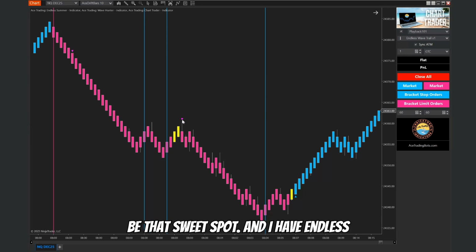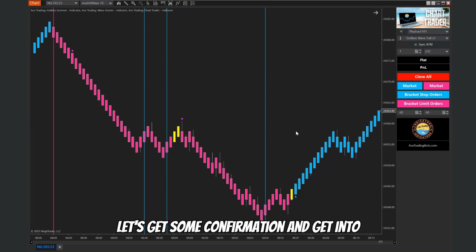And I have Endless Summer loaded onto the chart, and Endless Summer is these vertical lines. These vertical lines are finding key pivot points in the market where you'll find that the market will just shift and turn around. It doesn't always happen, and that's why we need some confirmation, a bit of confluence from another indicator. That's why I'm using Wavehunter to help us find that trend. When you've found that pivot point, the Wavehunter will then say, okay, let's get some confirmation and get into this trade.